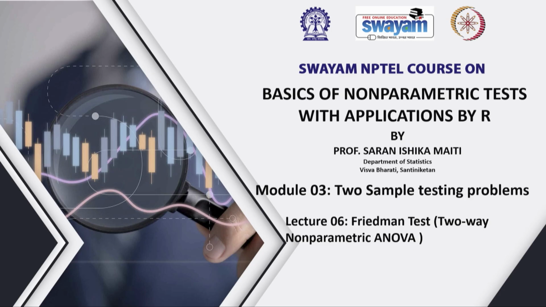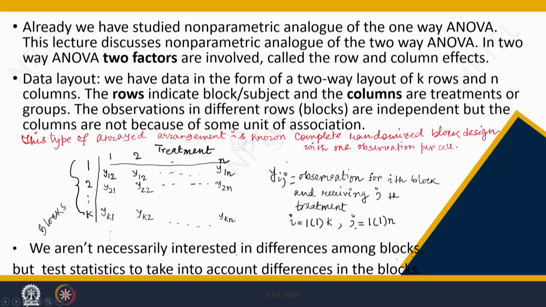Under two-way non-parametric ANOVA, we are trying to learn the Friedman test, which is the most commonly used test for two-way non-parametric ANOVA. There are a few other tests relevant to this study as well, but we are restricting our attention to the Friedman test. Already we have studied the non-parametric analog of one-way ANOVA, that is the Kruskal-Wallis test. And this lecture discusses the non-parametric analog of two-way ANOVA.